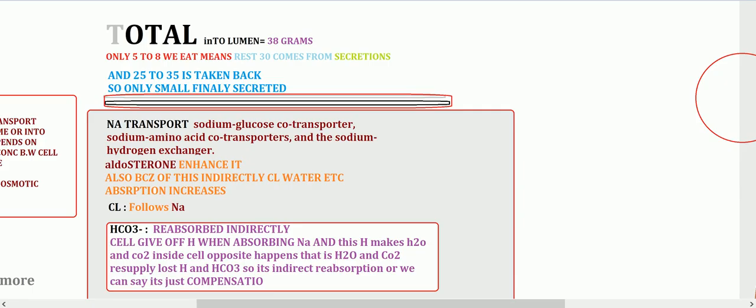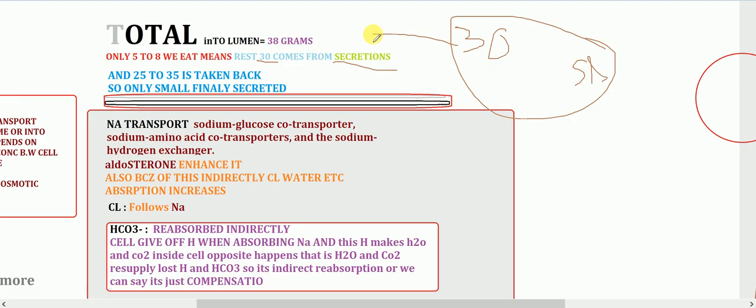The answer to that is the rest, 30 grams, comes from secretions. It means that the 30 grams is already stored in the body, and we eat 5 to 8 grams, so they both make a total of 38 grams.